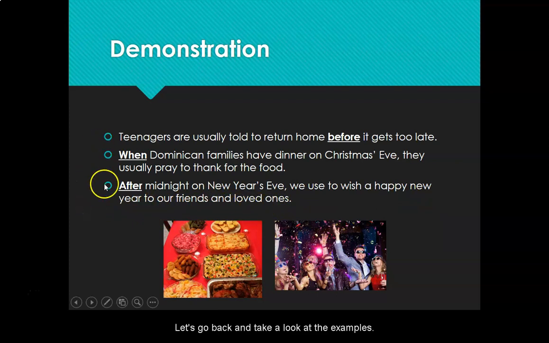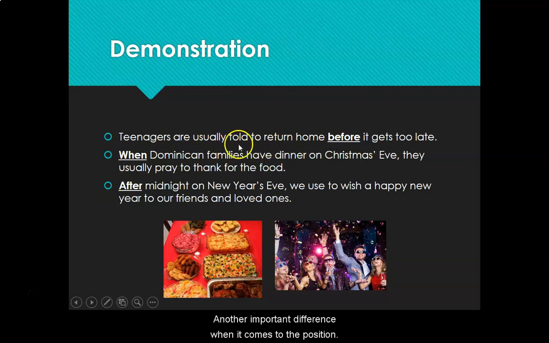Now let's go back and take a look at the examples. We are using conjunctions before, when, and after. Notice how before is almost at the end of the sentence, and we are using when and after at the beginning of the sentence.